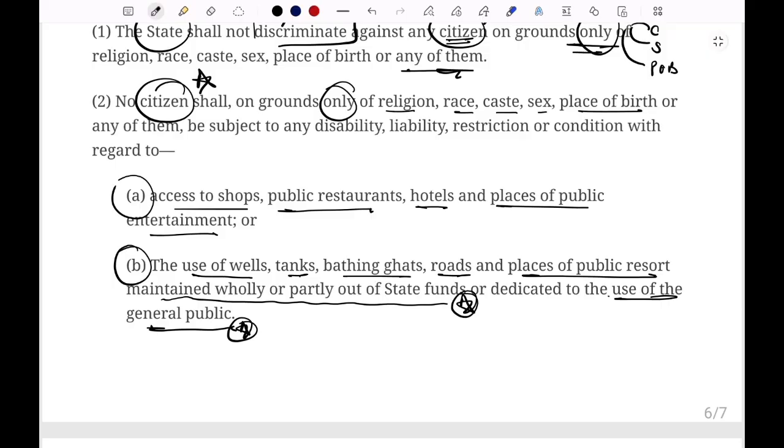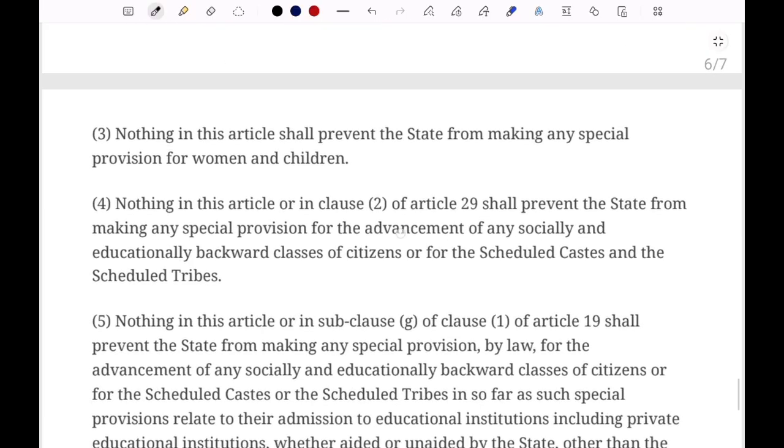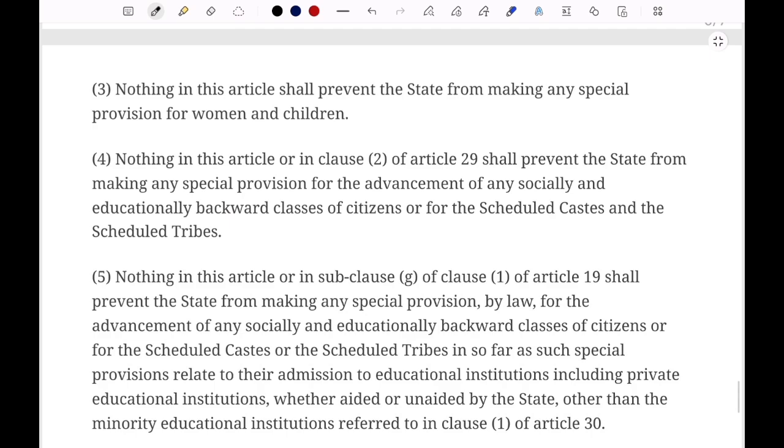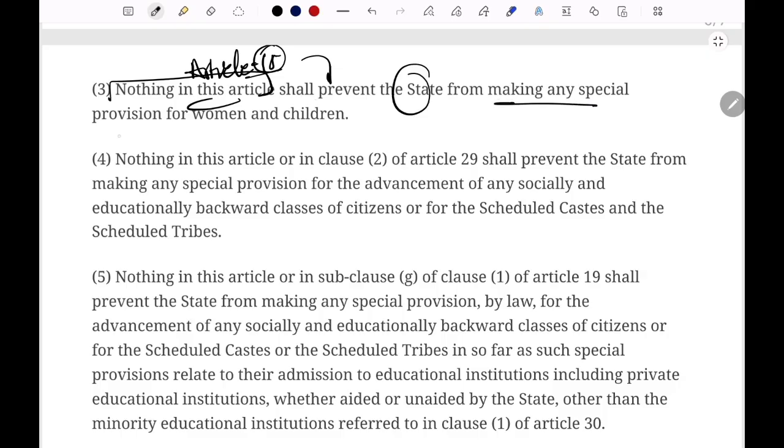Okay, now we move on to the third, article 15 clause 3. Nothing in this article, that is article 15, shall prevent the state from making any special provision for women and children. That is, it is sort of a discrimination. The state may make special provisions for women and for children because the objective here is welfare, protection, representation, empowerment. For example, maternity benefit, reservation for women, free education schemes, child welfare laws, right?